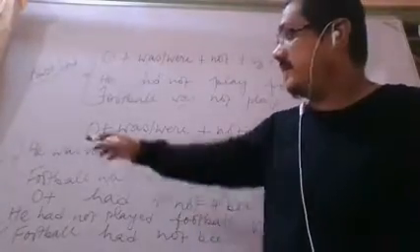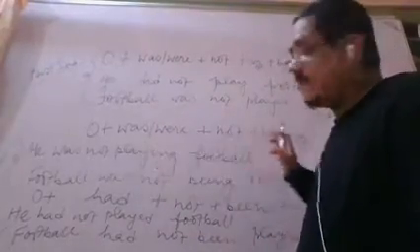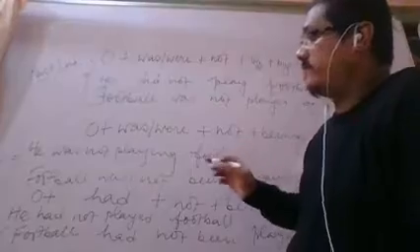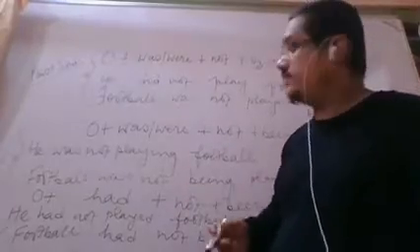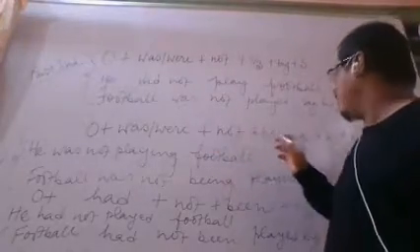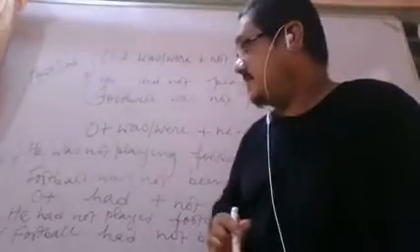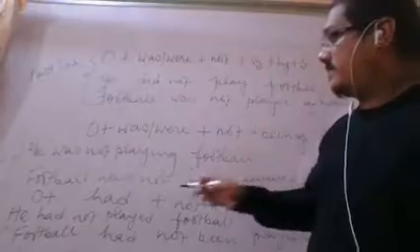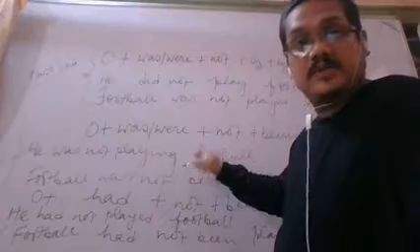Now here again in past continuous tense, he was not playing football. He was not playing football. Football was not being played by him. So here we find the rule, that is object plus was or were plus not being plus third form of the verb and then by and subject. Subject must be in objective case. So it comes here that football was not being played by him. That is in past continuous.